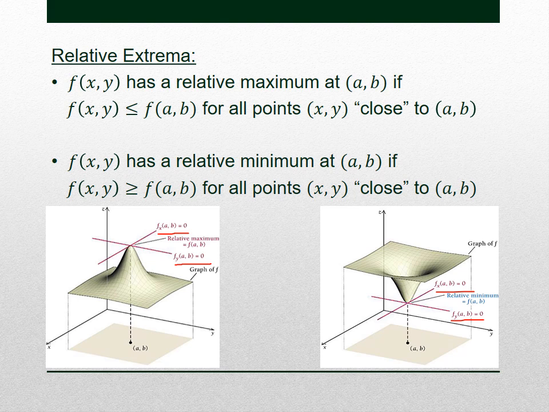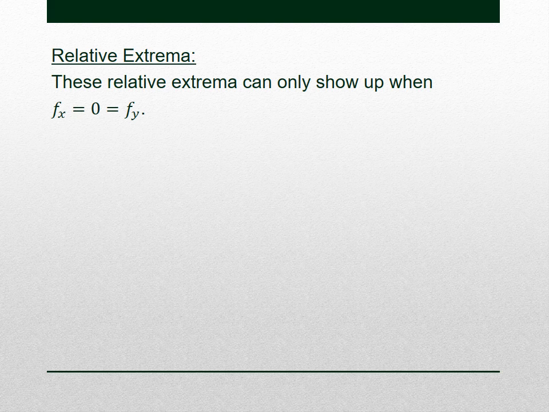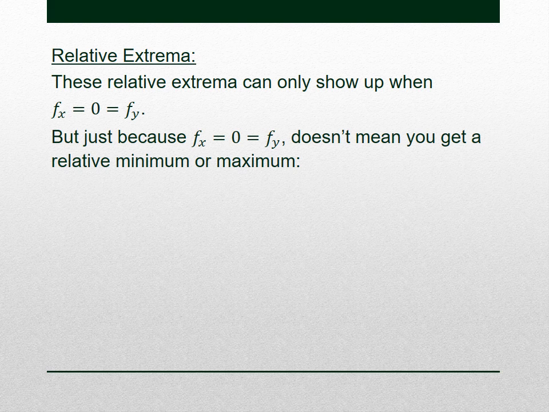So if we're looking for these maximums and minimums, just like we did before where we found the critical values, we took the derivative and set it equal to 0, we're going to do that again, but this time that requires taking both partial derivatives and setting them equal to 0 at the same time, and finding a solution where both are equal to 0, as opposed to just a single derivative being equal to 0. And they can only show up, like we said, when both partial derivatives are equal to 0.